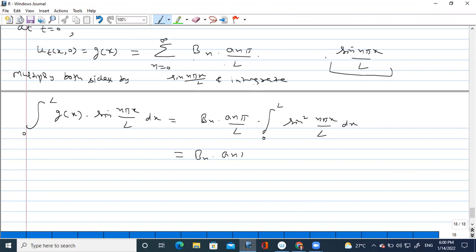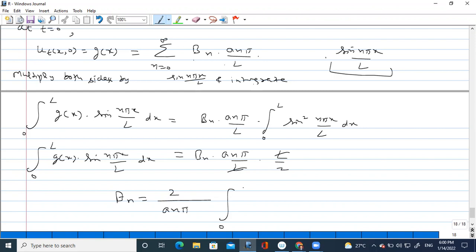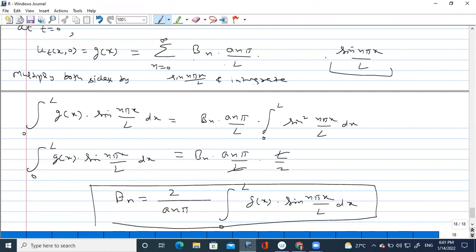So b_n a n pi L by 2 is equal to the integral from 0 to L of g(x) sin(n pi x by L) dx. So from here b_n can be found. The L and L cancel, so b_n will be 2 by (a n pi) into the integral from 0 to L of g(x) sin(n pi x by L) dx. So this is the constant, and here g(x) will be given in the question by the examiner.